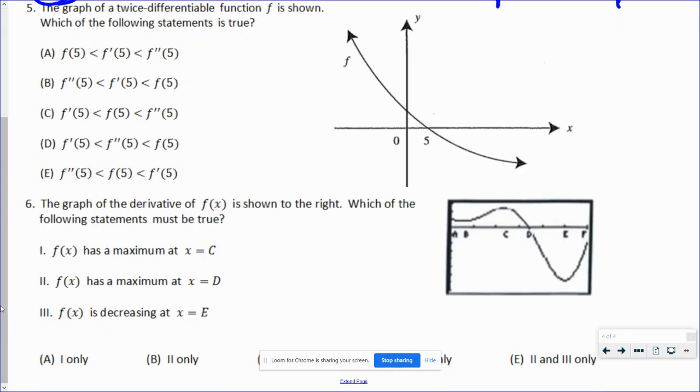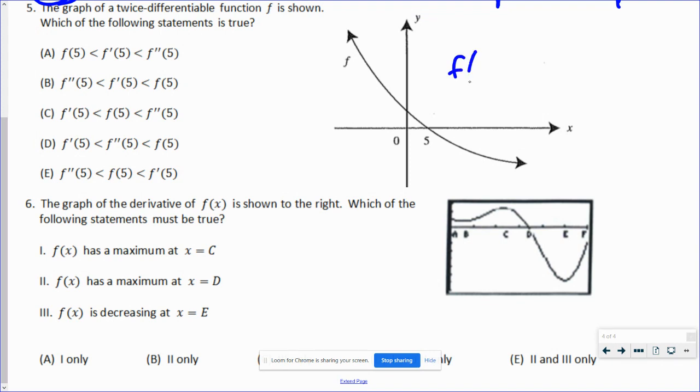Number 5, graph of a twice differentiable function F is shown. So this is the graph of F. And twice differentiable just means first and second derivatives are continuous. Which of the following statements is true? All right, so we're taking a look. These basically have to do with the values of the original function, F prime and F double prime at 5. This is the graph of F.